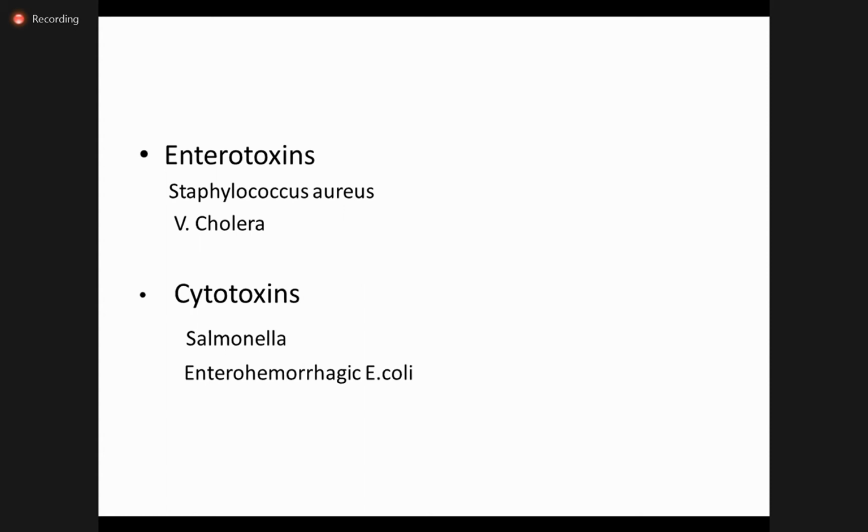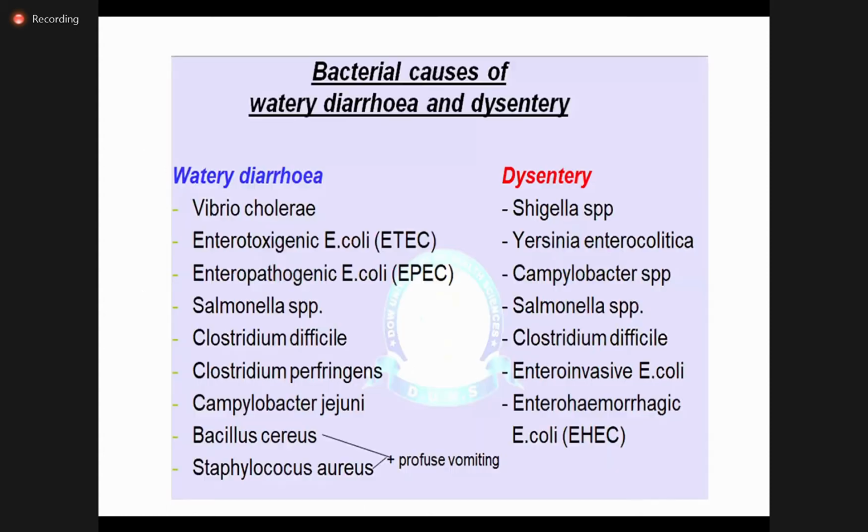There's a list of organisms that is very, very important that you should know: which organism is associated with dysentery or bloody diarrhea, and which organism is associated with watery diarrhea. In case of watery diarrhea, what happens? There's Vibrio cholerae, enterotoxigenic E. coli, enteropathogenic E. coli, Salmonella, Clostridium difficile, Clostridium perfringens, Campylobacter jejuni, Bacillus cereus, Staph aureus. So these are the organisms that are linked with watery diarrhea.